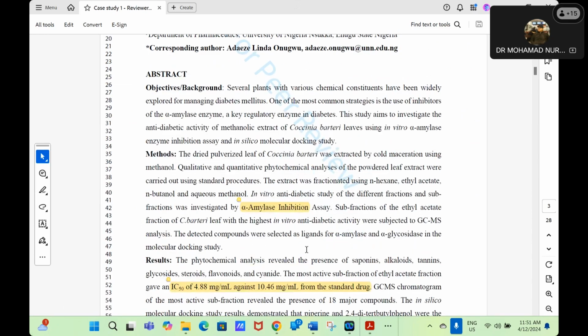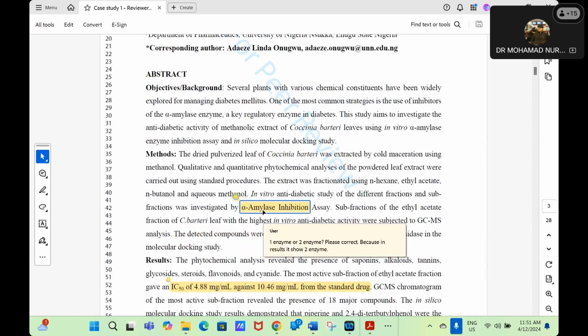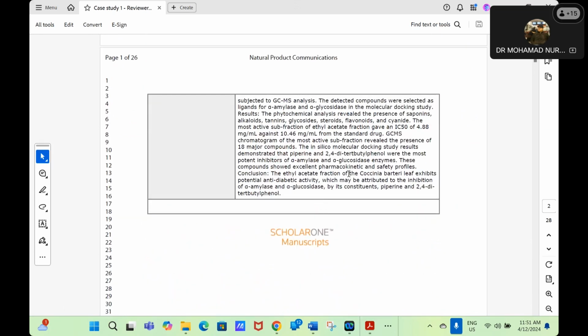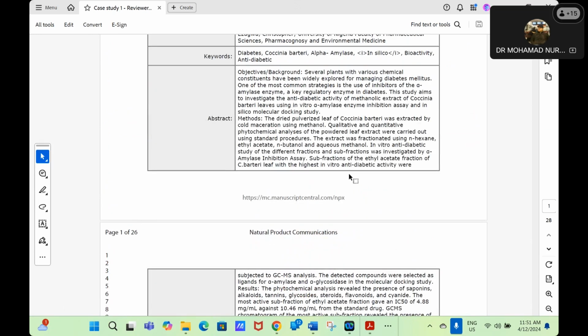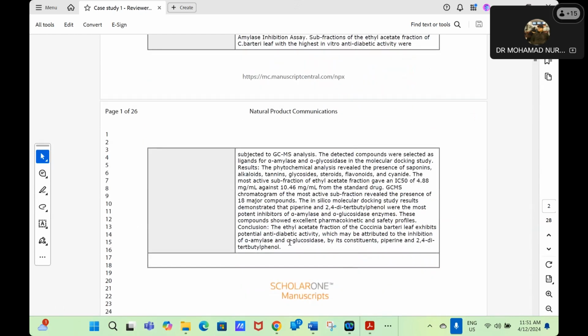But if you see clearly, the comment from myself is that they explain only one enzyme, but in the discussion, they have two enzymes. So please try to avoid this kind of silly mistake, for example. Because this one is only alpha amylase, but the result shows they have alpha glucosidase also. Alpha amylase and alpha glucosidase.